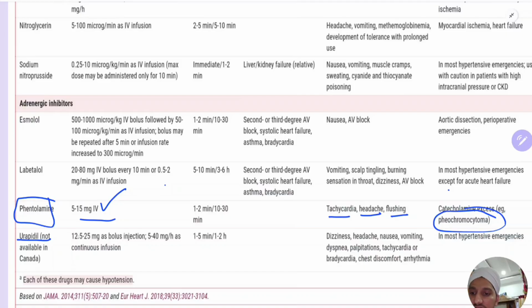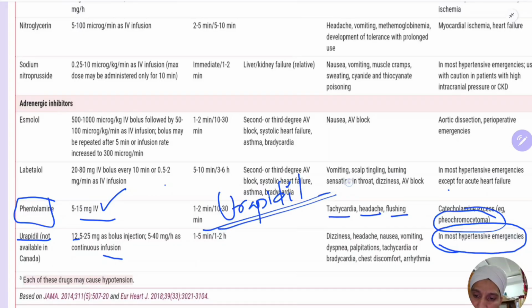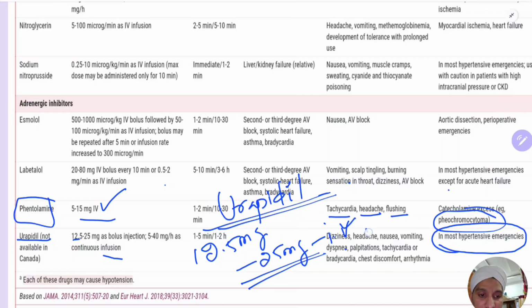Urapidil is one more drug, which can be used as 12.5 to 25 mg as a bolus injection and infusion also. In most hypertensive emergencies, this is an emerging drug. Remember, Urapidil is an adrenergic inhibitor. The dose is 12.5 mg to 25 mg bolus injection. Side effects: dizziness, headache, nausea, vomiting, dyspnea, palpitation, tachycardia, bradycardia. Side effects are very many, so it's a second line drug in most hypertensive emergencies.